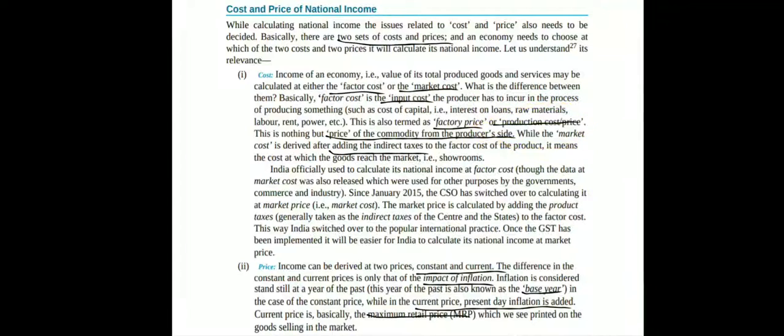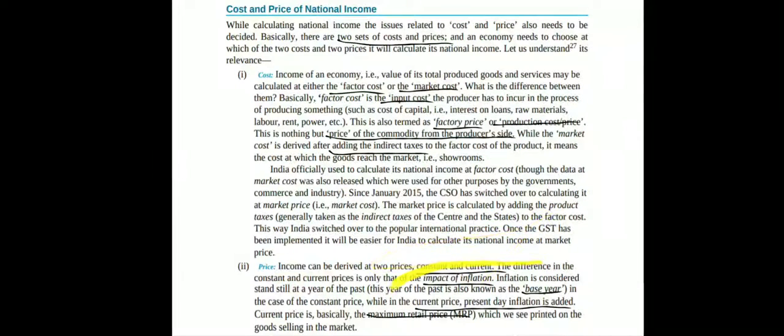So this is nothing but the price of the commodity from the producer's side, which he has seen when he had to incur costs in the process of producing something. And market cost is derived after adding the indirect taxes to the factor cost of the product. That is the actual price that we see in the retail showrooms. And when we see price, we can see that income can be derived at two prices, the constant price and the current price. What is the difference?